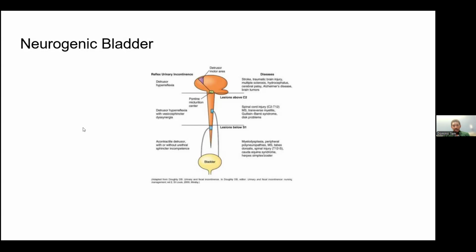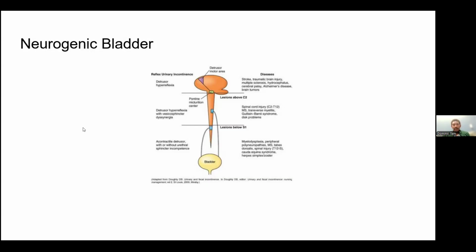Suprasacral spinal cord lesions, or these are lesions between the pontine micturition center and the sacral micturition center. These include spinal cord injuries, multiple sclerosis, cervical or thoracic myelopathies, and result in detrusor hyperreflexia with detrusor sphincter dyssynergia. And in this condition, involuntary detrusor contractions occur simultaneously with failure of sphincter relaxation, producing high pressure voiding, incomplete emptying, reflux, hydronephrosis, and progressive renal impairment.